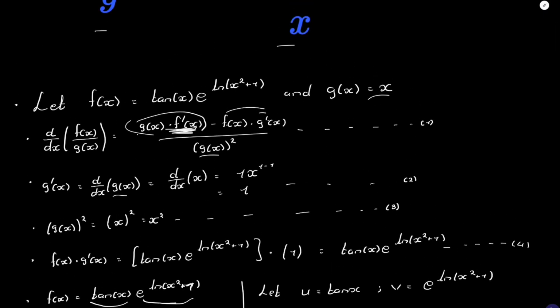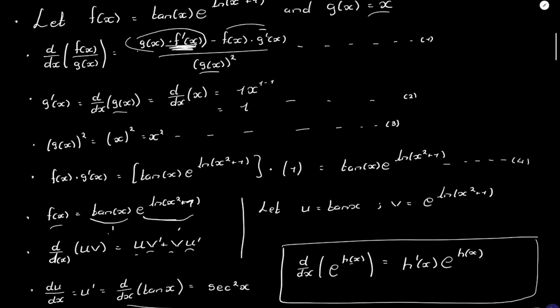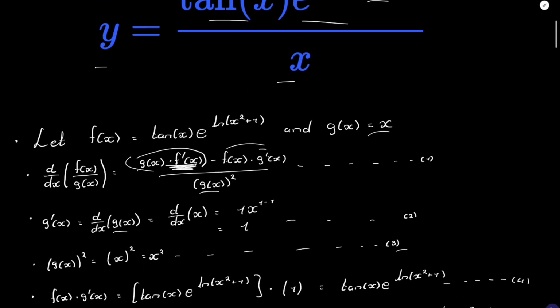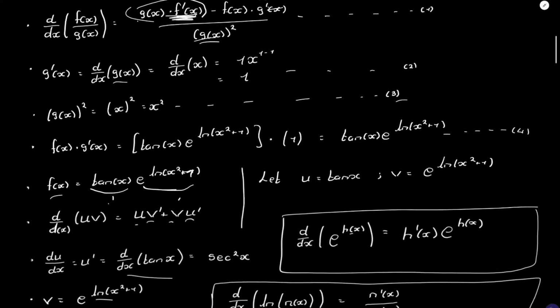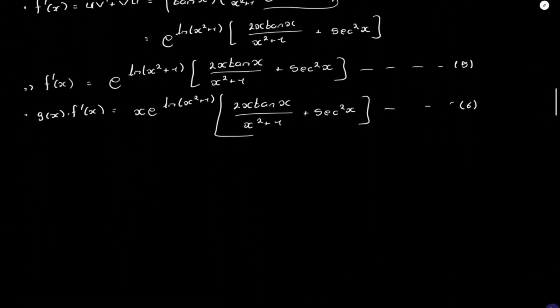So if you notice now, we have our first term g of x f prime of x, which is our equation 6. We have our second term f of x g prime of x, which is our equation 4. We have our third term g of x squared, which is our equation 3. So in order to calculate the derivative of our complete function y, which is this first term minus this second term divided by this third term, we just substitute it perfectly. So let's substitute.